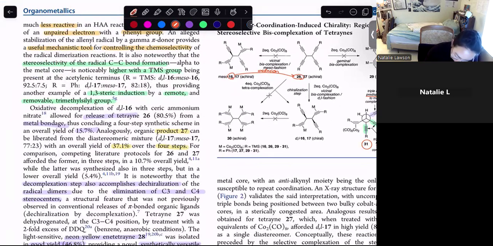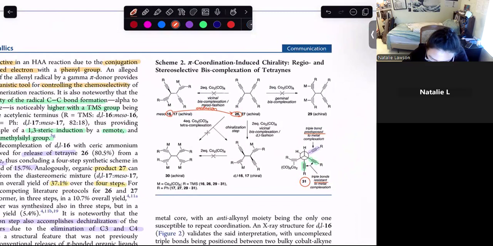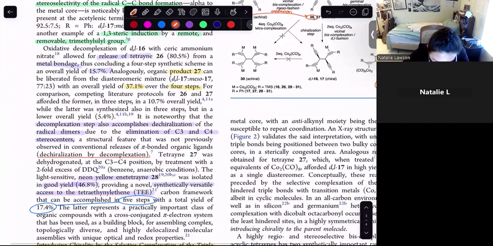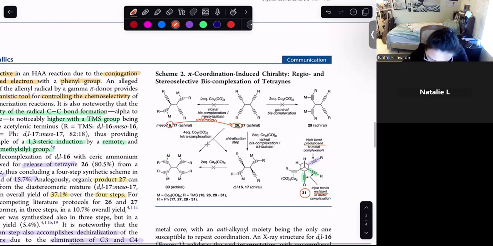So decarylization by decomplexation was not previously observed in conventional releases of pi-bonded organic ligands. Tetraene 27 was dehydrogenated at the C3, C4 position by DDQ. I don't think it's on here. Okay. Benzene, anaerobic conditions, light sensitive, neon yellow, and triene 28 was isolated in good yield. 28 is not on here.